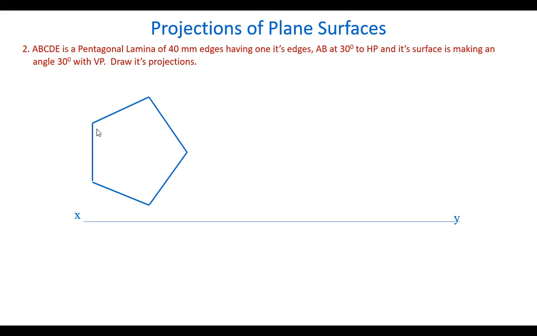Because we want to make an angle 30 degrees with the horizontal plane, we have to take this edge perpendicular to the reference line. That means it will now be parallel to the VP. Then only we can show that 30 degrees angle to the HP. When the line is parallel to the VP, we can see the actual inclination with the HP in the front view. That's why we take this edge, say AB, perpendicular to the reference line.